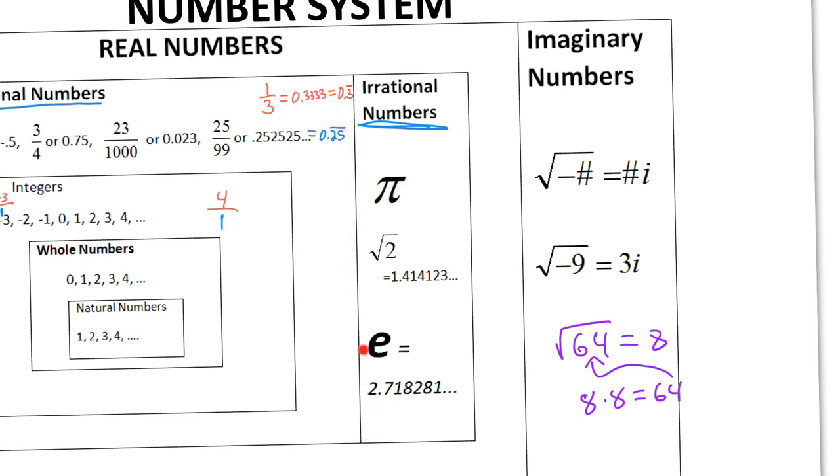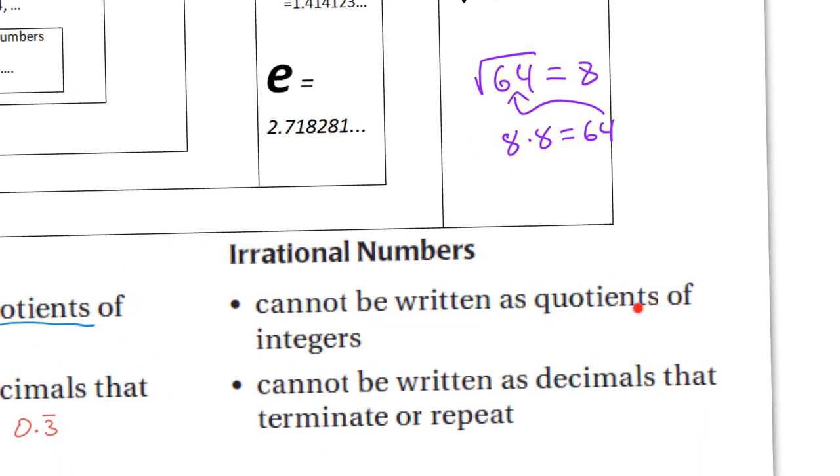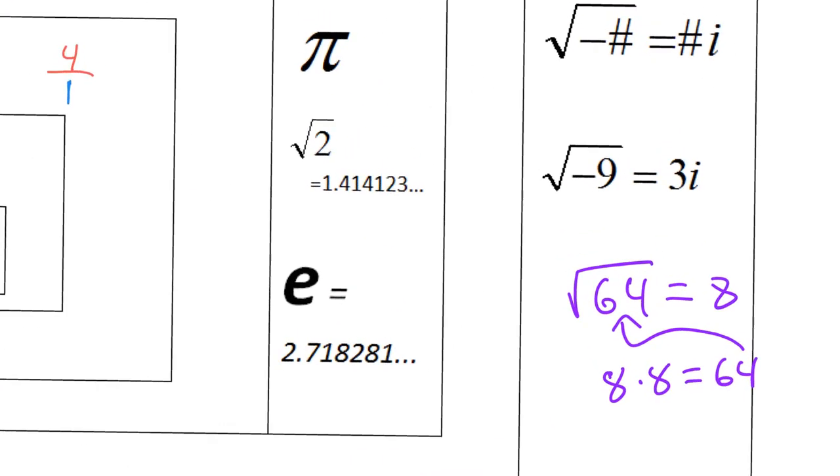It's separating the rational numbers and irrational. So these are irrational. Now, why are they irrational? Remember, irrational numbers are numbers that cannot be written as a quotient, which means a fraction. Nope, you cannot do that, of integers, and you cannot have a decimal that terminates or repeats. Well, let's look at those examples that I have here.